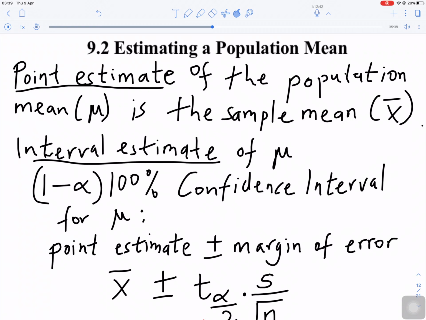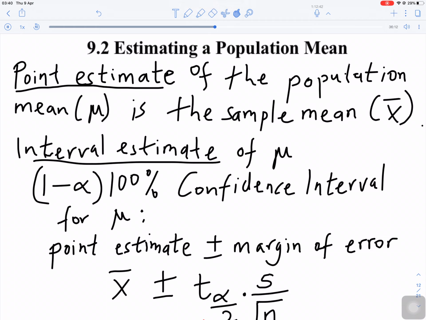In section 9.2, we look at estimating a population mean. Similar to what we did in section 9.1, where we estimated population proportion, under 9.2 we consider point estimate and then interval estimate. Take for instance, we want to find the mean height of undergraduate students in CMU. So we take our population to be undergraduate students in CMU.